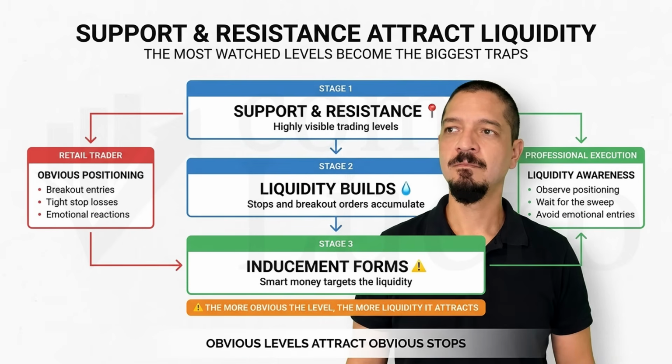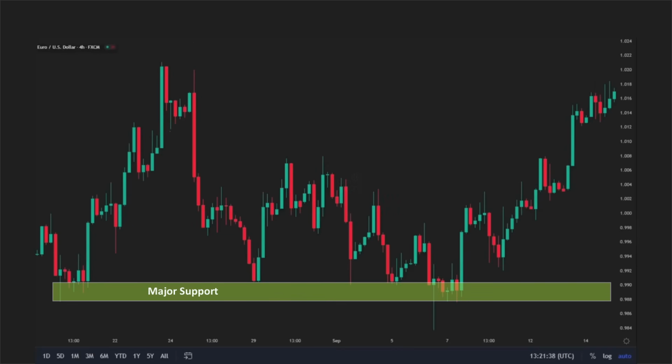Now, the next zones where inducement often occurs are support and resistance levels. As you know, support and resistance are some of the most watched levels in trading. Because of that, they naturally attract large amounts of liquidity and stop losses. For example, we have this major support zone that price has already reacted from multiple times. Naturally, many traders expect the market to respect this level again and continue moving upward. So traders begin entering buy positions around the support zone.